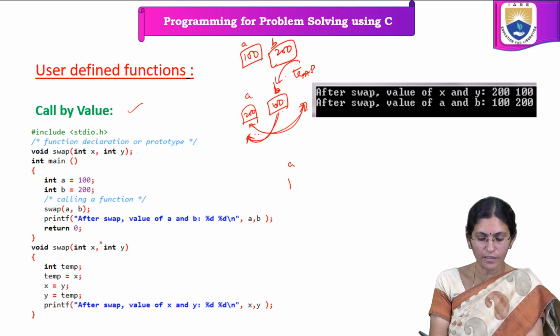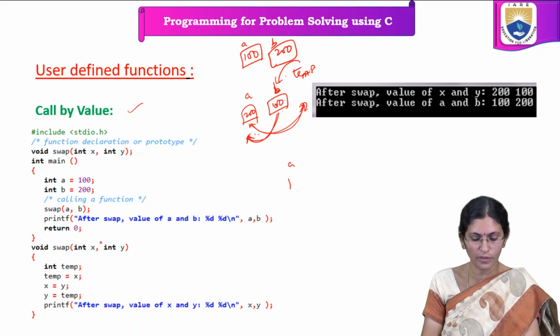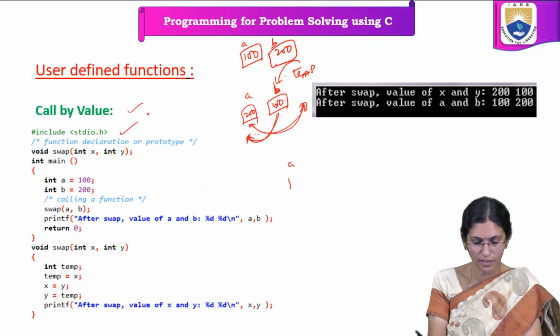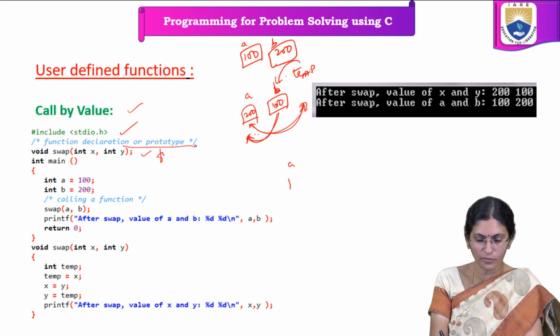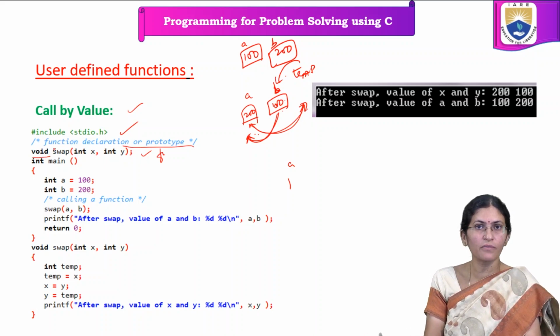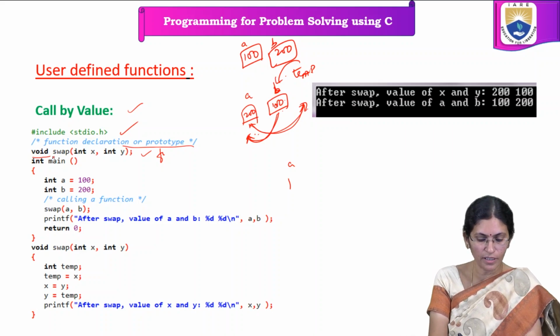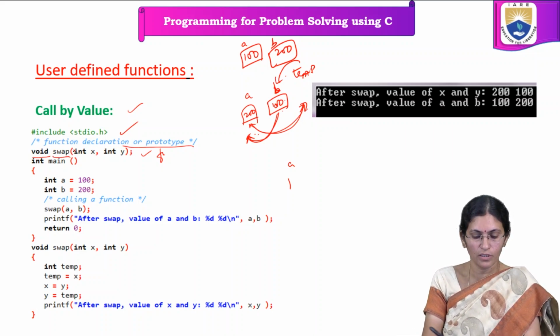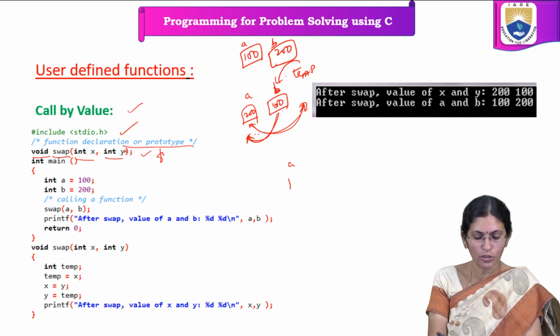Next, let us implement this with the help of a function. So first one is the header file. Next, this is a function prototype, or function declaration. The return type of this function is void, it does not return anything. The name of the function is swap. It takes two arguments, two parameters of integer type.